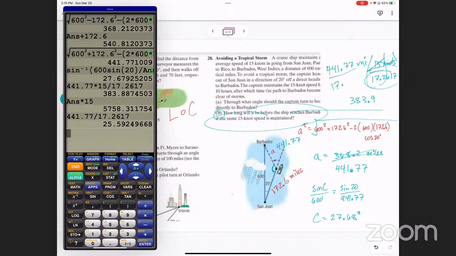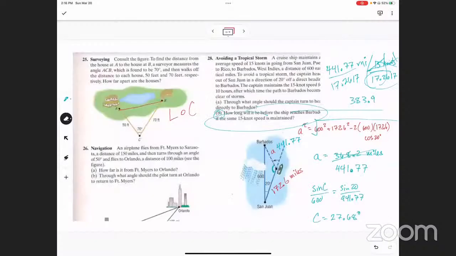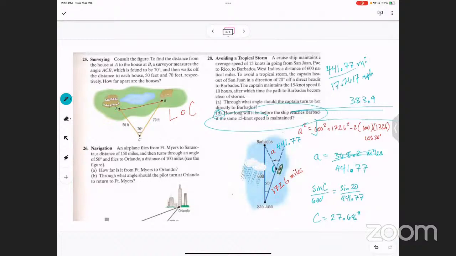Because 15 knots is 17.2617 miles per hour. So the rate, distance equals rate times time, right? We're basically just dividing that by miles per hour, and then you'll get the hours. Sorry about that. I was confused by the whole concept of knots. So this is miles per hour, and so hours are 25.6 hours. Can you check the answer?